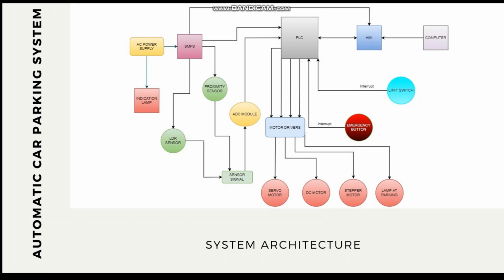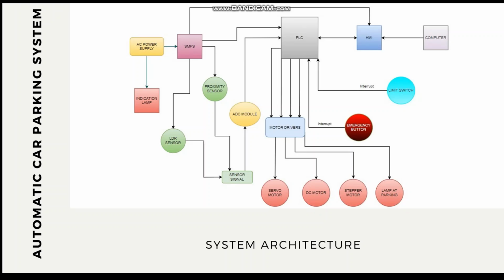Hello, it's me, Yusuf Islam Tuncer. I'm going to talk about the system architecture of the project. On the left-hand side, there's an AC power supply which converts the AC voltage to DC voltage. The SMPS block is connected to the PLC, HMI, and sensors. Also, the HMI module is controlled by a computer. Our sensors measure some quantities and send signals. The ADC module converts these signals from analog to digital and conveys them to the PLC.